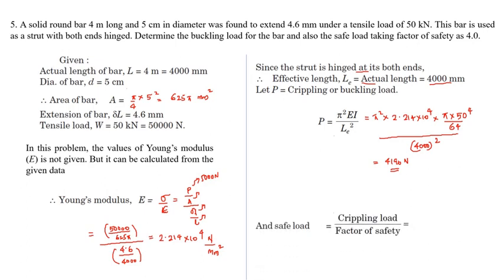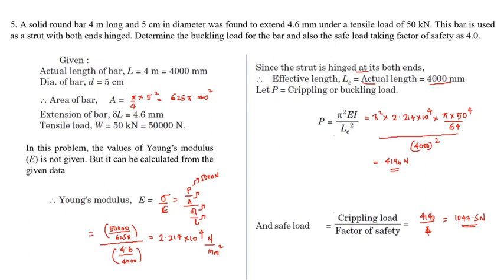Now the safe load I can write as 4190 divided by the factor of safety, which is given as, the factor of safety is given as 3, sorry, it's provided as 4, it's given as 4. So the safe load we can get as 1047.5 Newton. So I hope you understood this.